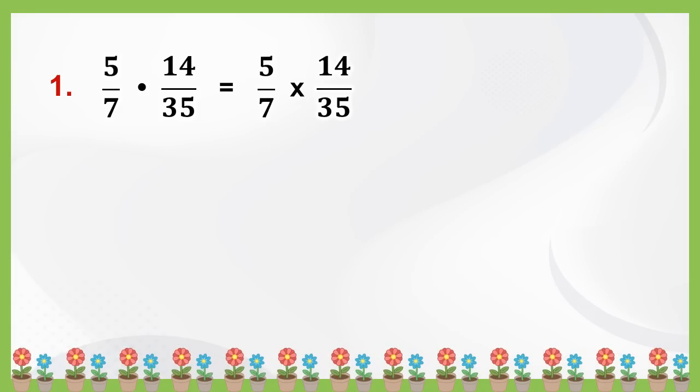So use the cancellation method. The common factors are 5 and 35. They are divisible by 5. Now divide. 5 divided by 5 equals 1. And 35 divided by 5 equals 7. Another pair of numerator and denominator that have a common factor is 7 and 14. They are divisible by 7. So 7 divided by 7 equals 1. And 14 divided by 7 equals 2.